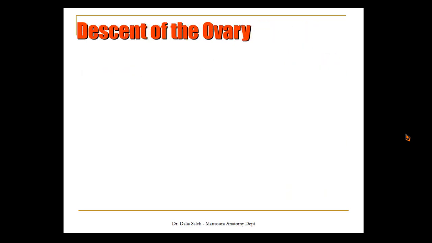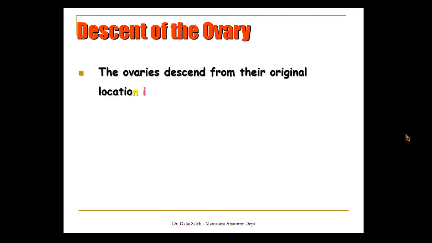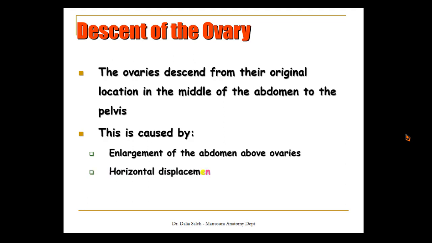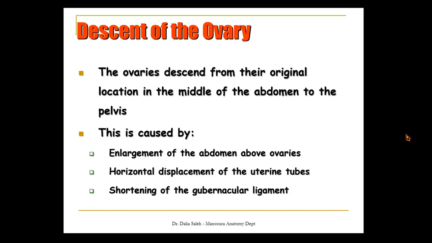Next, there will be descent of the ovary, but not like the testis descending outside the body. It just moves from the upper part of the abdomen until it reaches the pelvis. So the ovaries descend from their original location in the midline of the abdomen to the pelvis. This is caused by many factors like enlargement of the abdominal cavity above the level of the ovaries, also the horizontal displacement of the uterine tubes, and also shortening of the gubernacular ligaments.